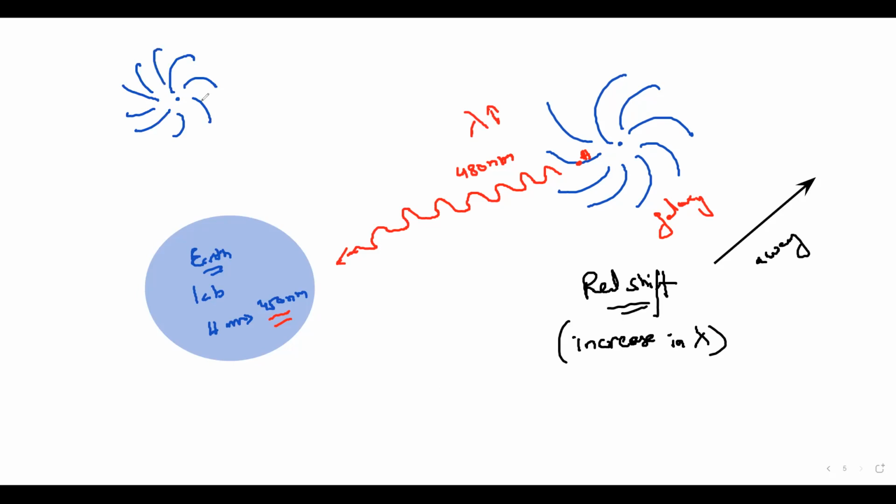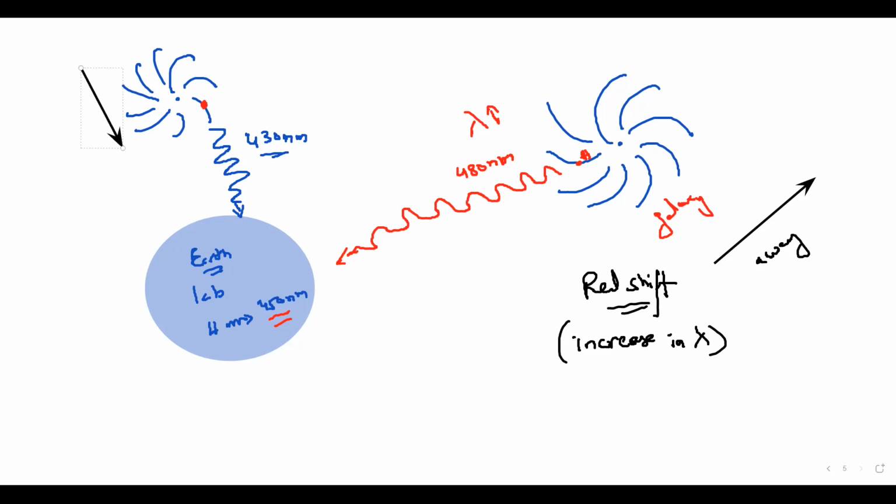For example, there is another galaxy which also has hydrogen and is emitting radiation, and the radiation which we receive has a shorter wavelength. Like for example, in the lab it is 450 for hydrogen, but here this galaxy is giving 430 nanometer. So what does 430 nanometer mean? It means this galaxy is moving towards us.